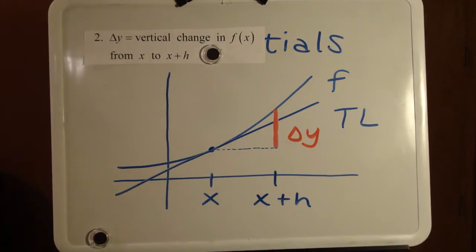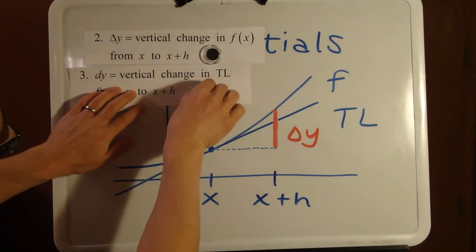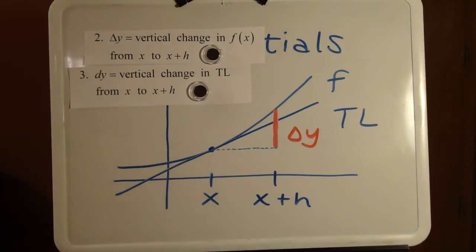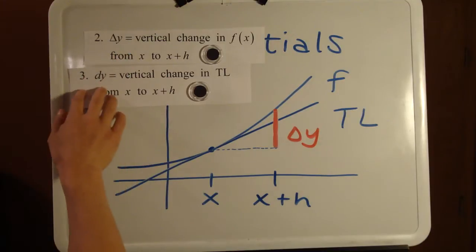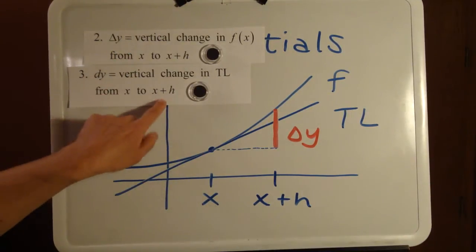So something here in mathematics that is different, we have a new thing that we're going to define here, and it's very, very subtle because it's very similar to the delta y. It is something that we're going to call dy. And dy here is the namesake of the section. This is the differential of y. So dy here now is the vertical change, similar to delta y, but it is the change in the tangent line from the old point to the new point.